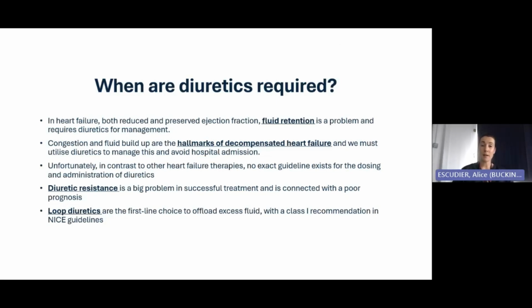Unfortunately, unlike other heart failure therapies, we don't have exact guidelines to dose and to treat patients with diuretics. So it's essential to understand what they're for and how to use them successfully. We know that diuretic resistance can be a big problem. Some of our patients take these medications long term and they can build up a resistance, and we know that that can be connected with a poor prognosis. Our first line choice of diuretics, according to the NICE guidelines, are loop diuretics, and they have a class 1 recommendation.